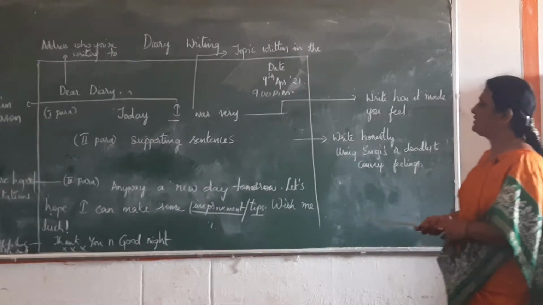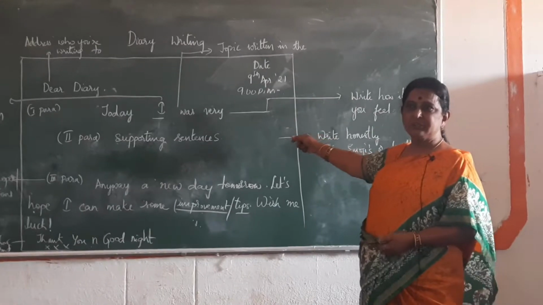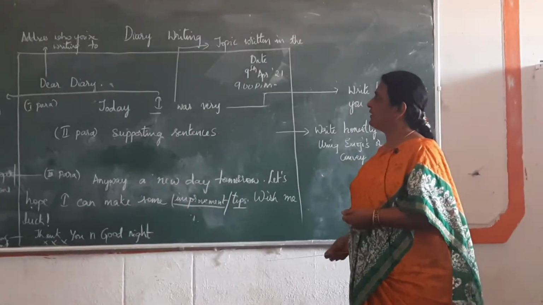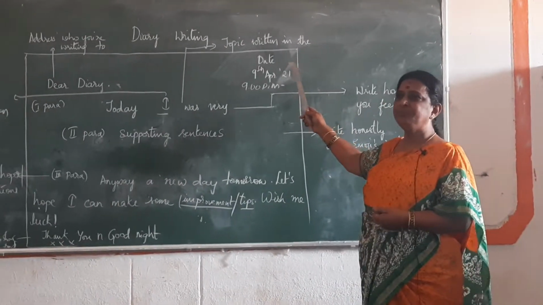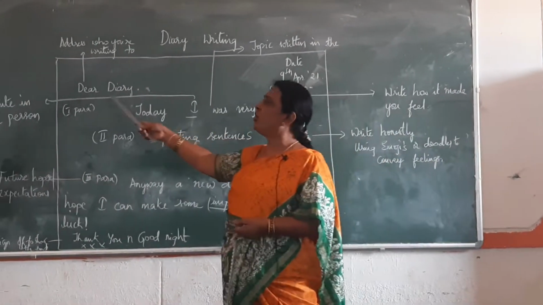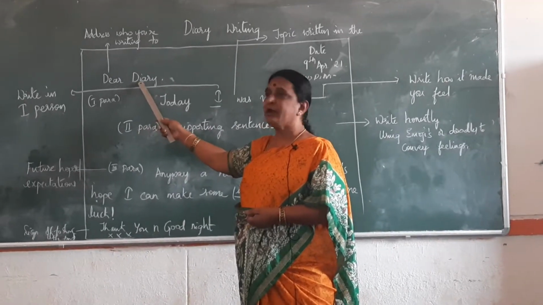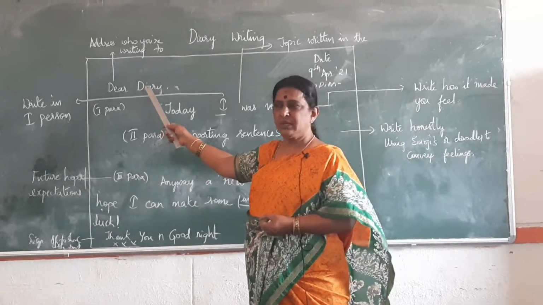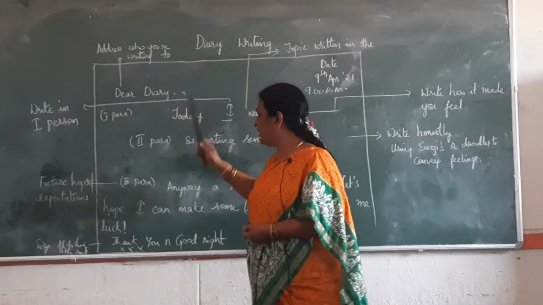So here, once again, let me recap. How many paragraphs are you going to write? Three paragraphs. Starting, what should you write here? Date and time of writing. Who are you going to address it to? You are going to address it as Dear Diary.